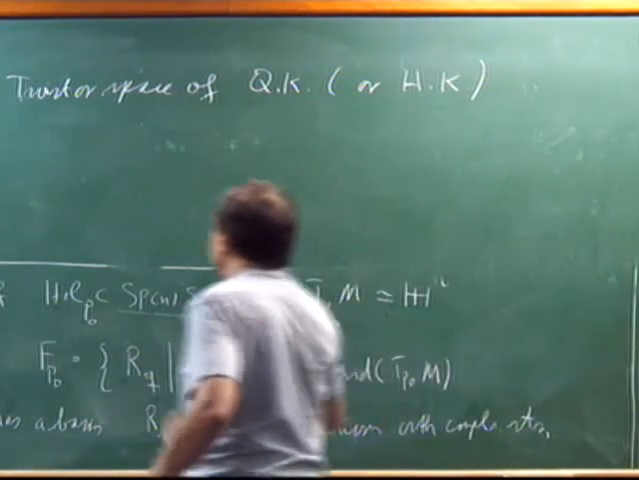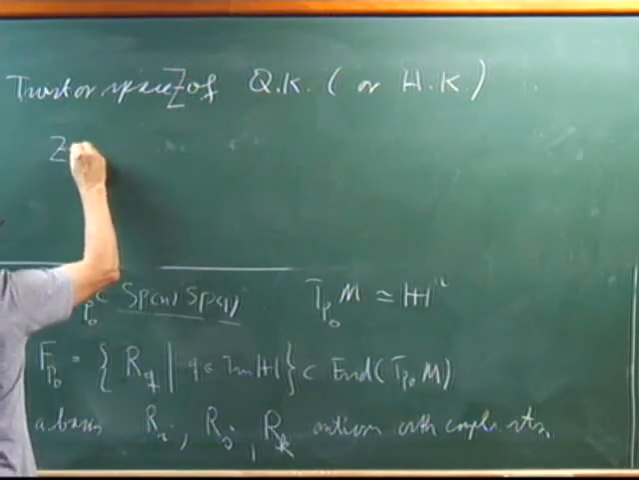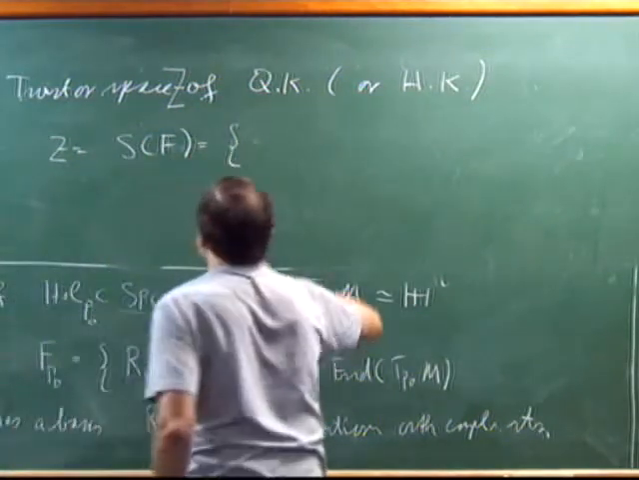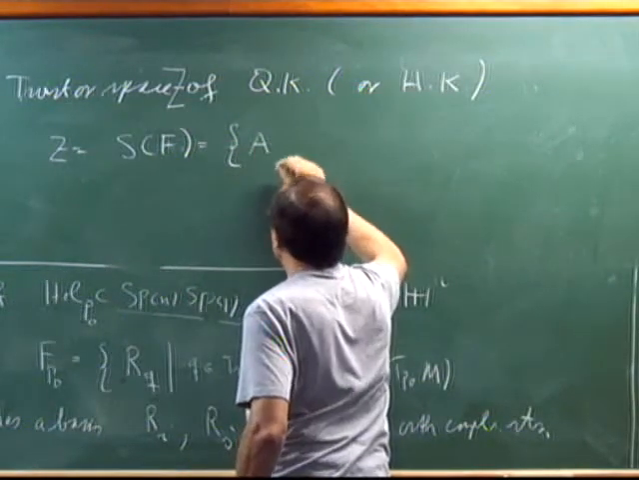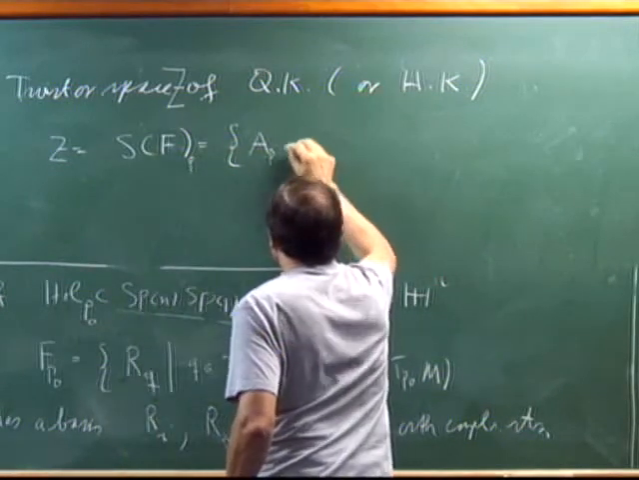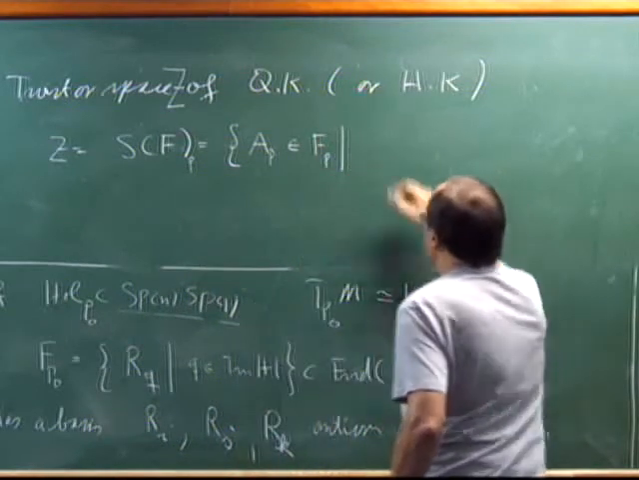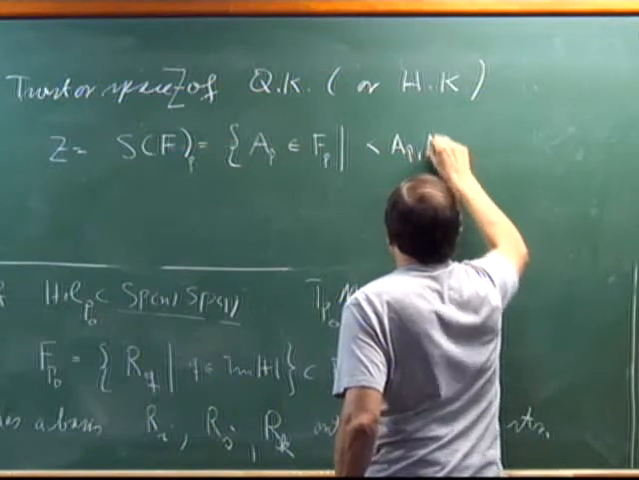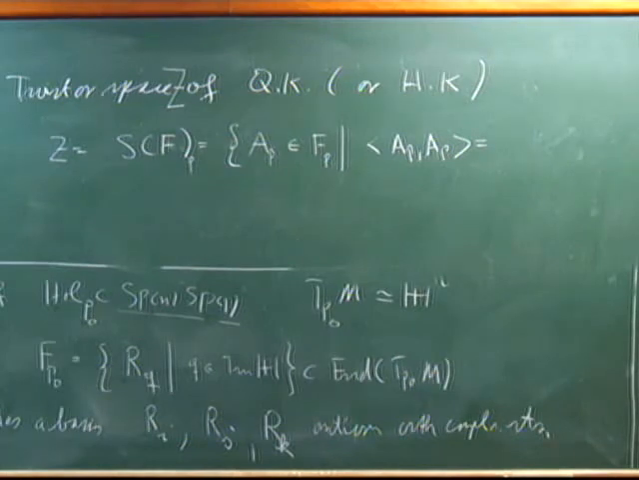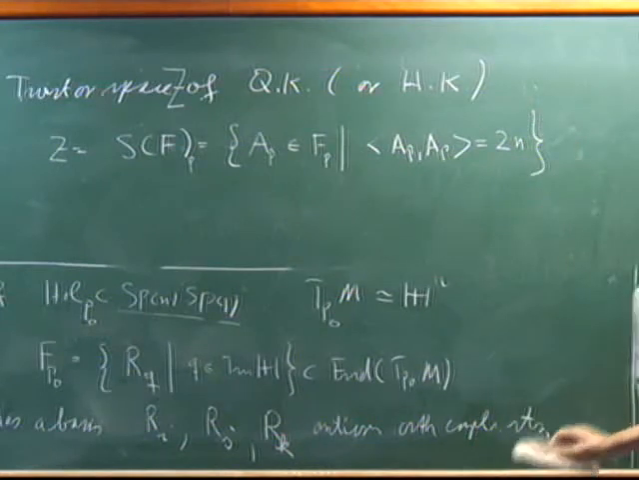So what's the twistor space? Let's call it Z. Z is defined as the sphere bundle of F. So let's normalize in the following fashion. The set of all, say at the point p, this is again a vector bundle, would be all endomorphisms A_p in F_p such that the inner product of A_p with itself, so the unit sphere bundle, would be 1. Here the convenient normalization is 2n. We'll see in a minute why that's convenient. That's not so important.